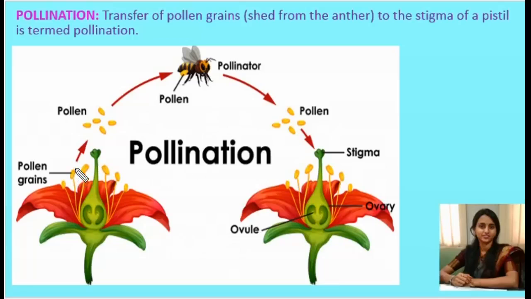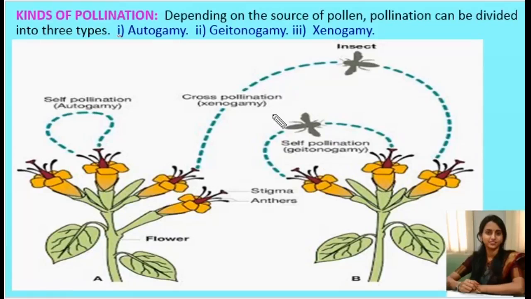You can look at this. This is the anther in which the pollen grains are produced. These are the pollen grains, and these pollen grains are transferred to the stigma. Okay, so this is a stigma here. This process is known as pollination. In order to achieve this pollination, the plants have evolved various strategies, and they have also evolved to make use of various sources for the transfer of pollen grains.